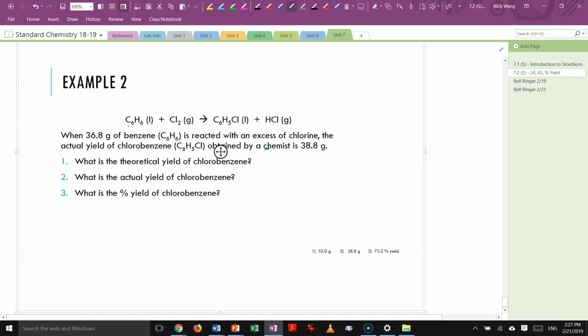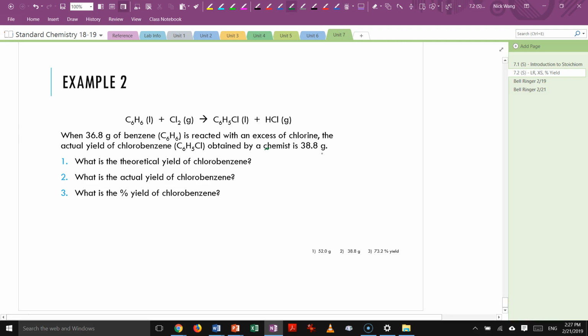So first of all, again, we have the balanced equation, C6H6, Cl2, this substance right here, and HCl. These equations are a little bit wordy, so hopefully you'll be able to follow along. When 36.8 grams of benzene, B-E-N-Z-E-N-E, C6H6, that's this substance right here, is reacted with an excess of chlorine, the actual yield of chlorobenzene that is obtained by a chemist is 38.8 grams.